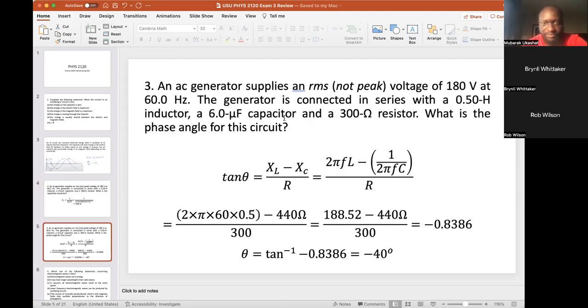Then number three is the same problem, but you're asked to find the phase angle for this circuit. The phase angle is written as tan θ = (inductive reactance minus capacitive reactance) over the resistance. We've already gotten the capacitive reactance, 1/(2πfC), as 440. The inductive reactance X_L is 2πfL. So we calculate 2π times frequency times 0.5 henrys, the inductance, then minus capacitive reactance, all over resistance, 300 ohms. So this minus that over that, we get a negative number. The inverse tangent of that negative number gives us a negative angle of minus 40 degrees. Does this make sense? Yeah.